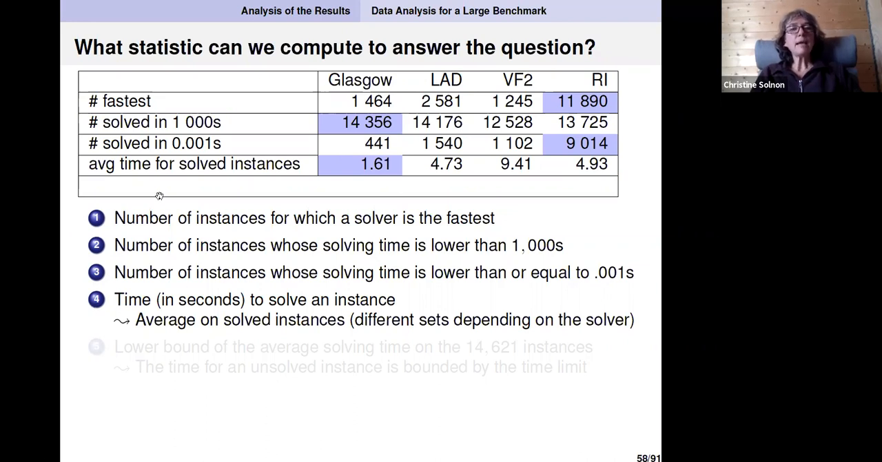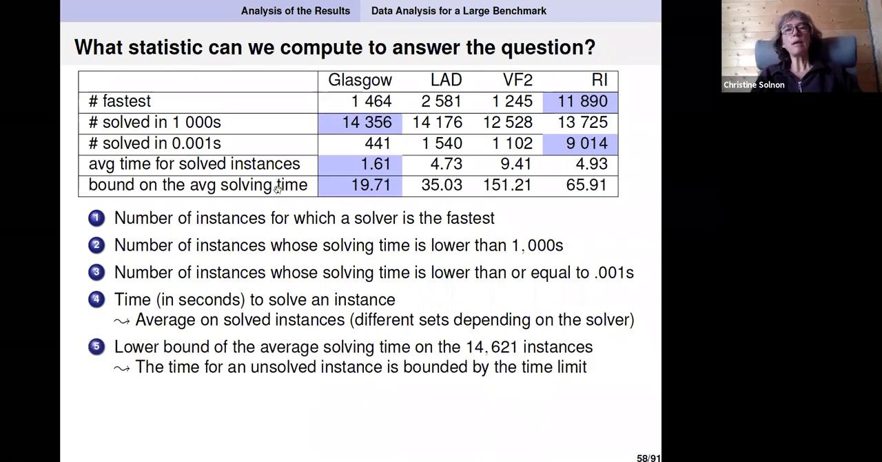And finally, I can also compute a bound on the average solving time. In this case, I consider all instances, and when an instance is not solved within the CPU time limit, I just consider that it spans 1000 seconds. But in this case, the value I obtain is the lower bound of the actual value.